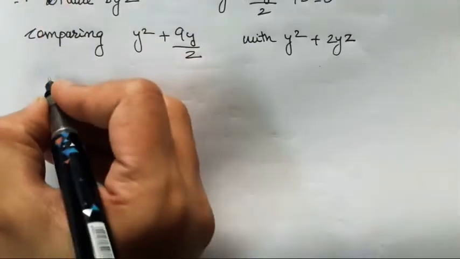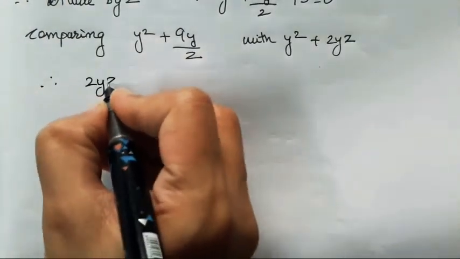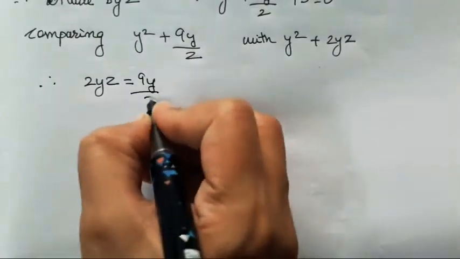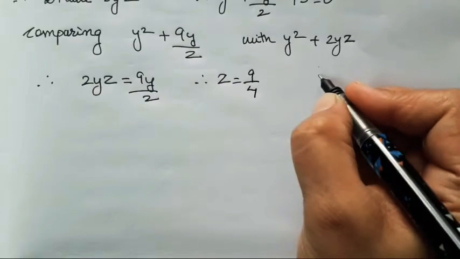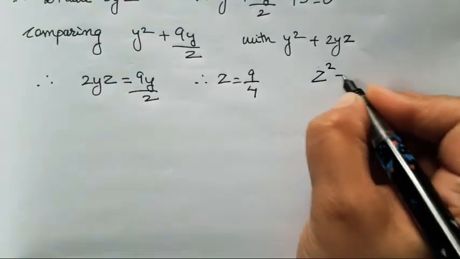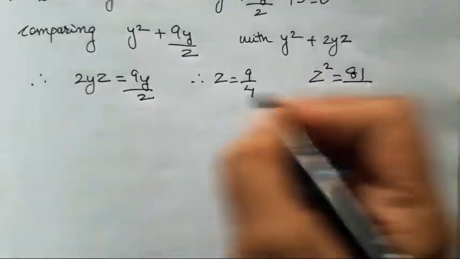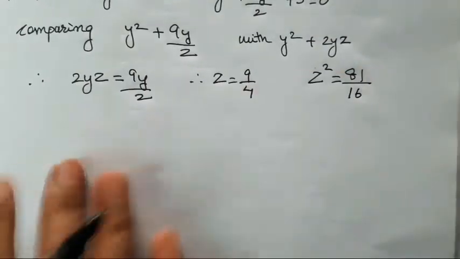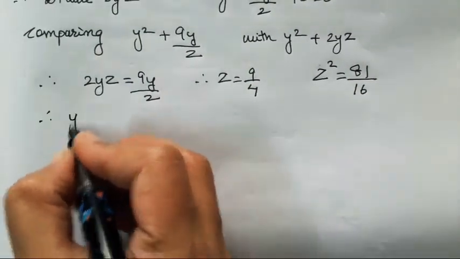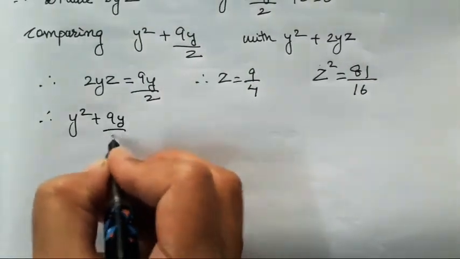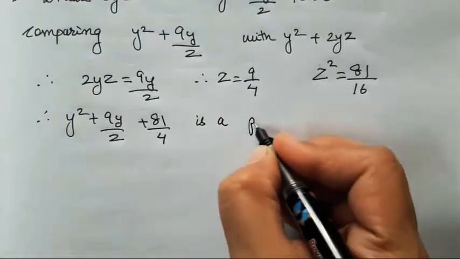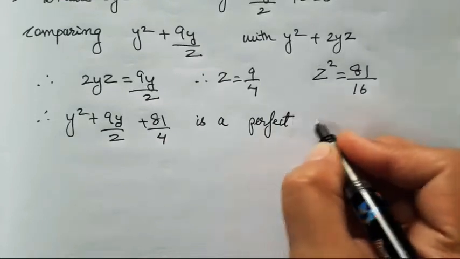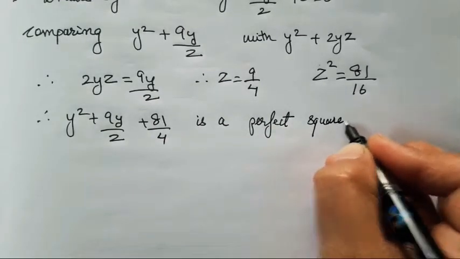Alright, so after this 2yz is equal to 9y upon 2. Therefore, z is equal to 9 upon 4. Directly square we have to take, that is z square will be 9 9s are 81, 4 4s are 16. Therefore, y square plus 9y upon 2 plus 81 upon 16 is a perfect square trinomial.